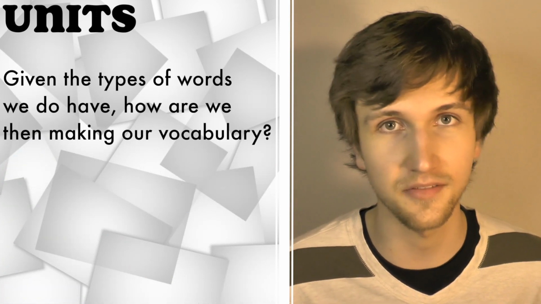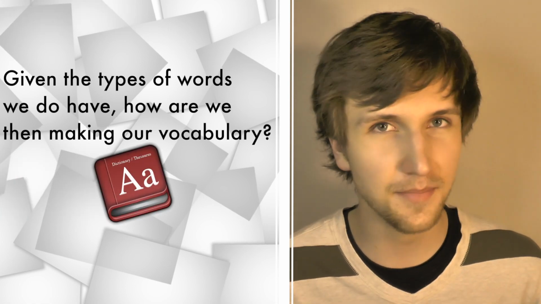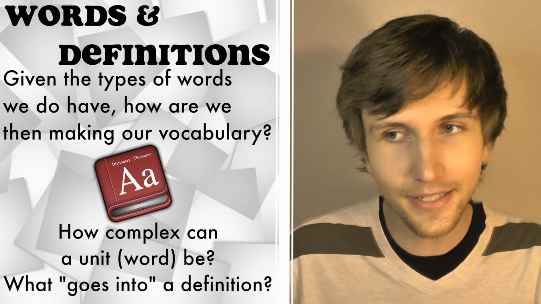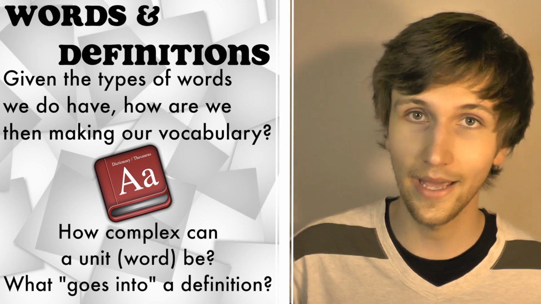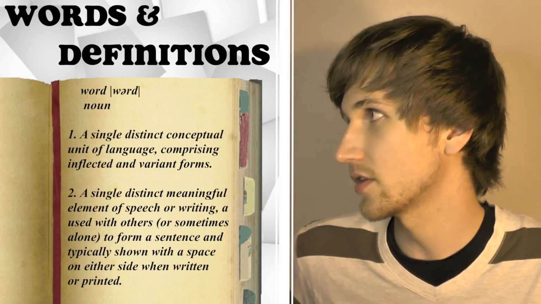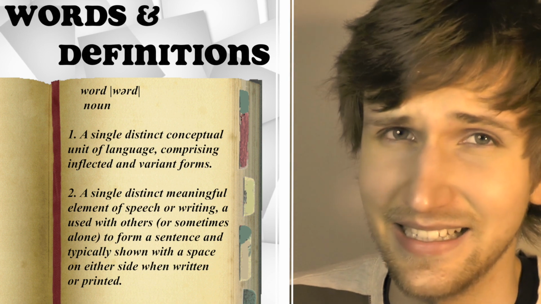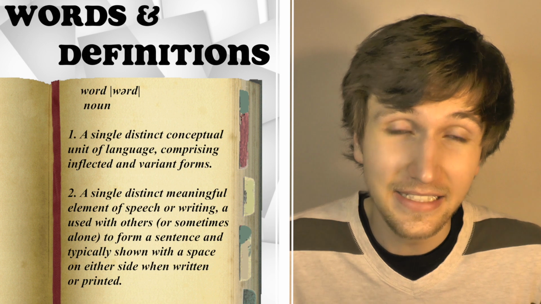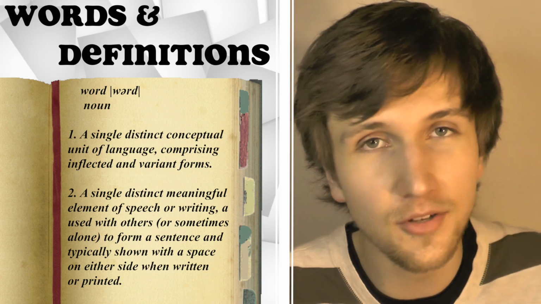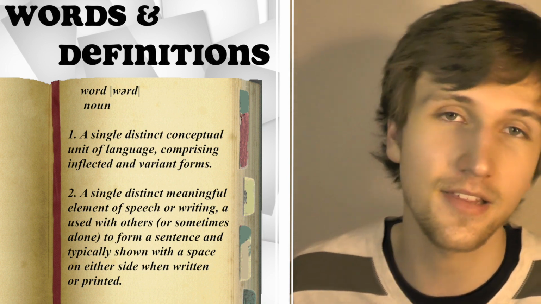What we can ask ourselves is, when considering the types of words we do have, how are we then making our vocabulary? How complex can a unit, a word, be, and what really goes into making a definition? Well, a word is, by definition, a single distinct conceptual unit of language comprising inflected and variant forms. That's rather vague, and intentionally so to cover its bases, being technically correct but not really providing much context over the diversity and even conflicts in terms of what can be considered a word.